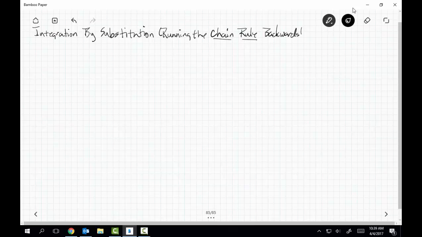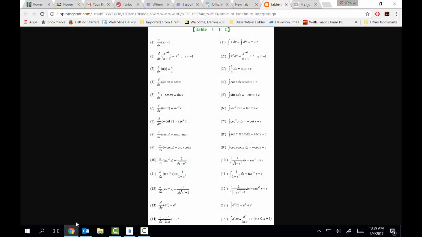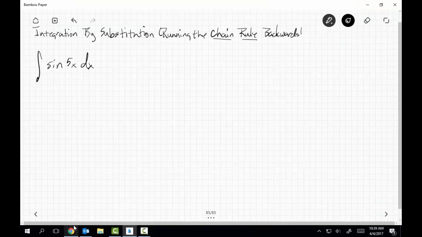Okay. So for example, if I want to take the integral of something as simple as sine of 5x dx. All right, it's an indefinite integral. Take the integral of sine of 5x. The problem is, it's not part of the list. Look, it's not on the list. I don't see sine of 5x. All I see is sine of x. So how am I going to do this?